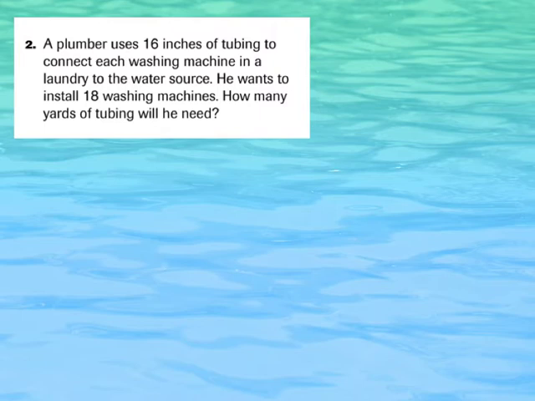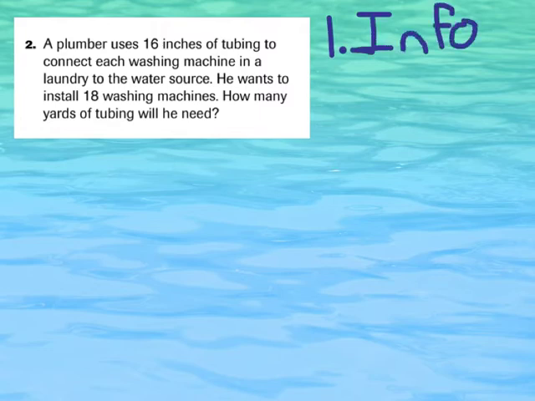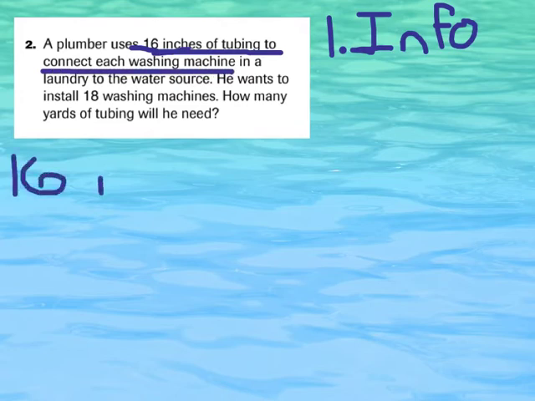Okay, so first I'm going to find my information. A plumber uses 16 inches to connect each washing machine. So 16 inches equals one machine.